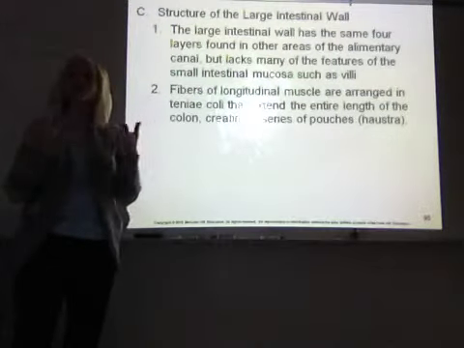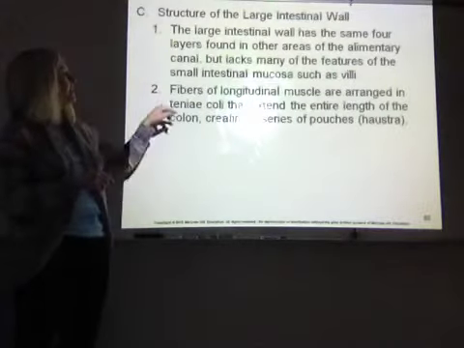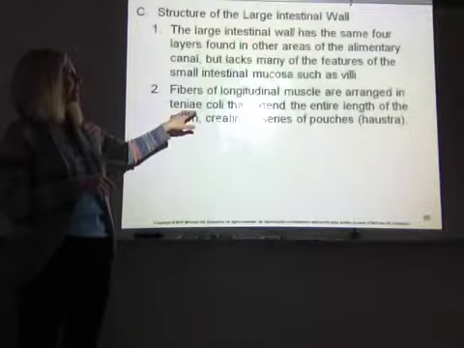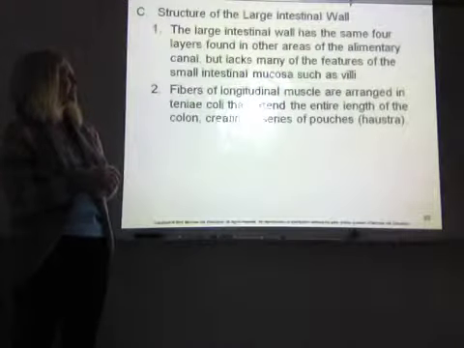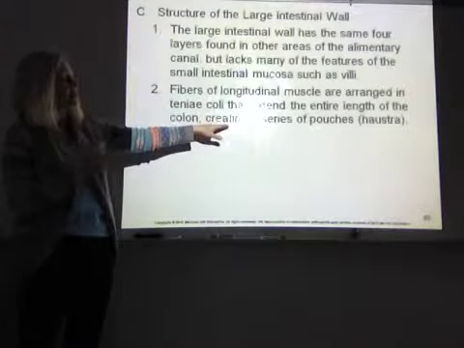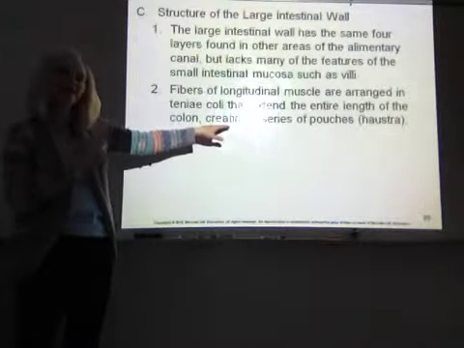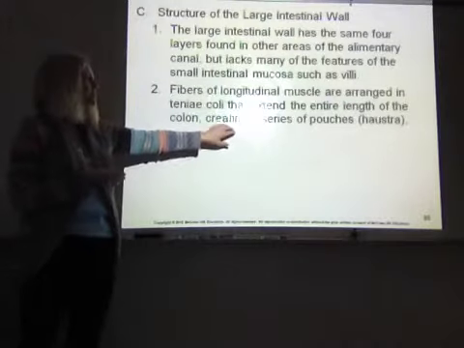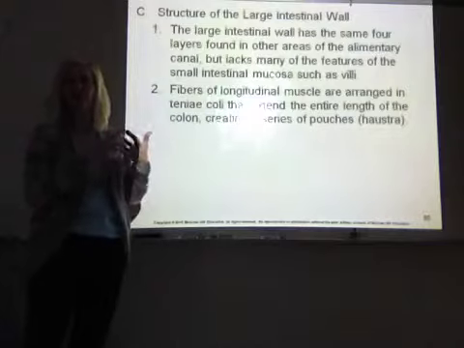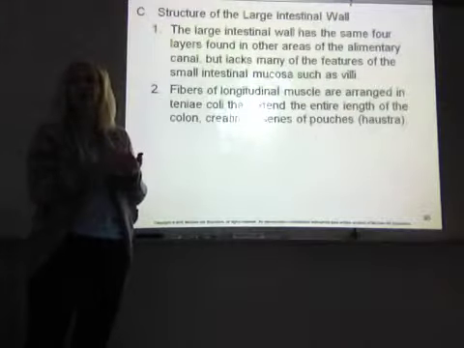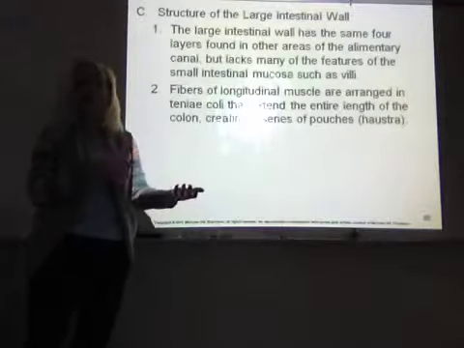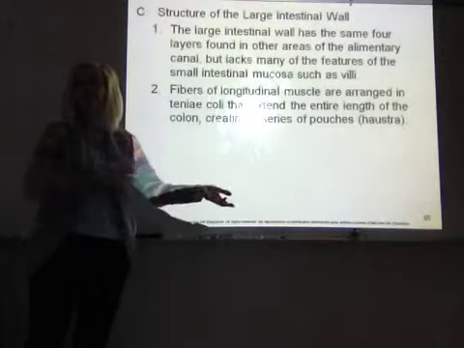They don't absorb as much nutrients. Fibers of longitudinal muscle are arranged in tennae coli that extend the entire length of the colon. Little pouches are called haustra. Animals and humans probably also have issues with this sometimes, where something will get caught in this pouch. For example, we have sheep.